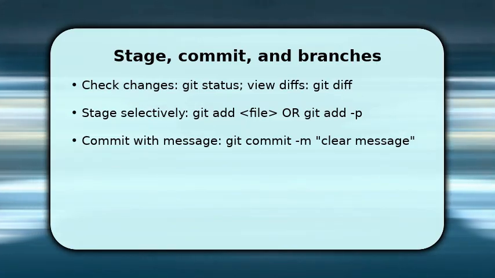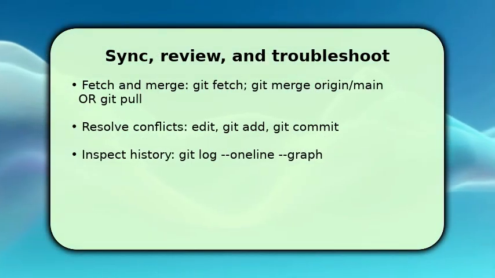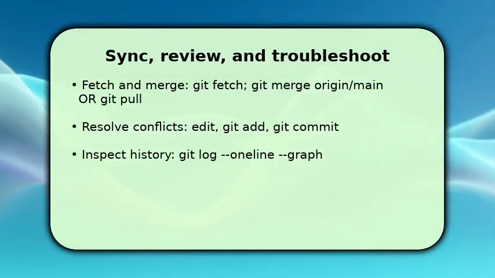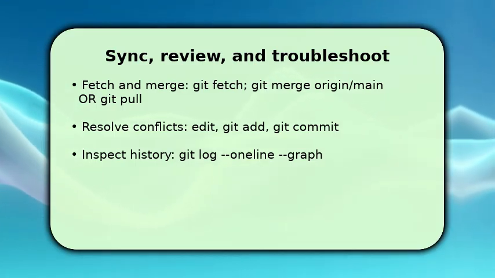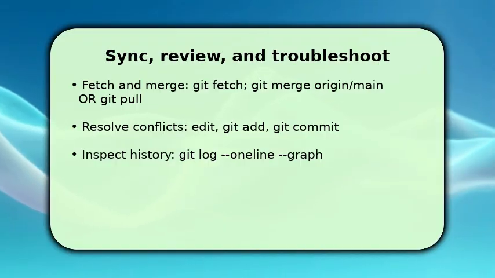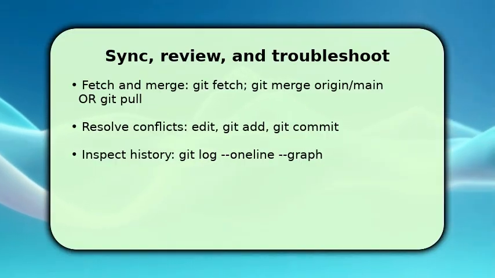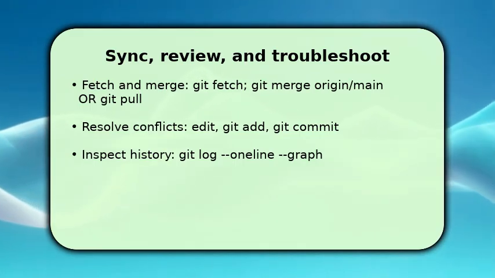You finish by synchronizing with remotes and reviewing history to ensure a clean state. Pull updates with git pull or fetch, then merge so you incorporate teammates' work. When conflicts occur, open the conflicting files, resolve changes, git add them, and commit the resolution. To verify, use git log --oneline --graph and git status.